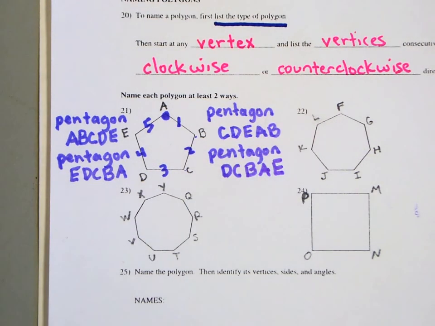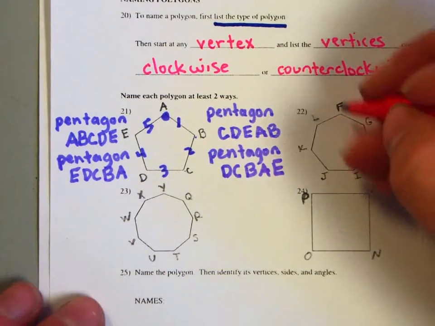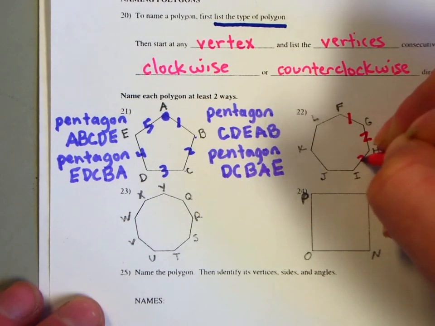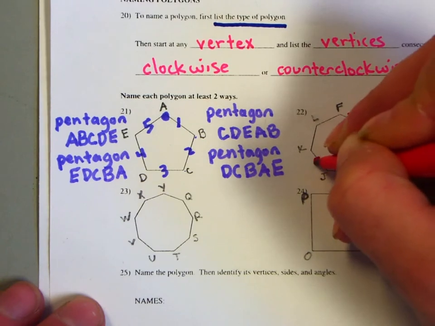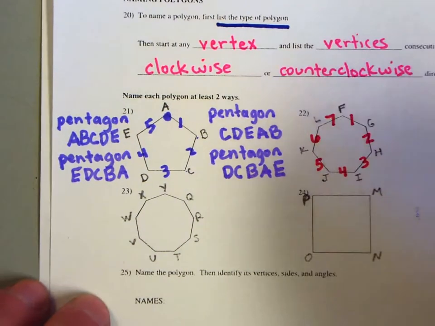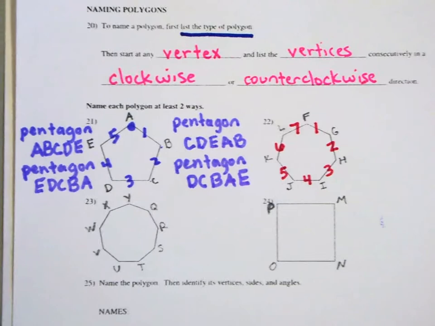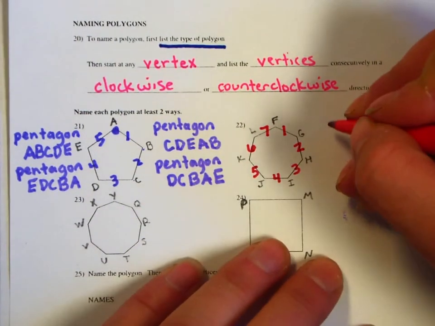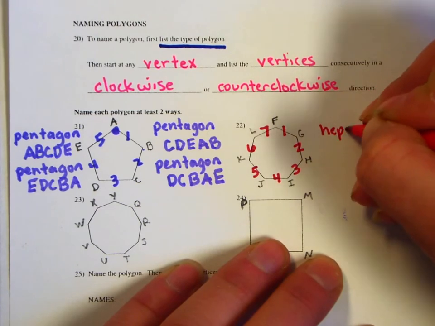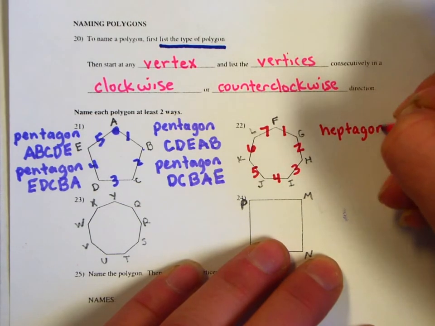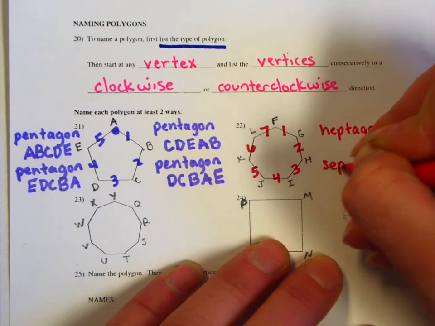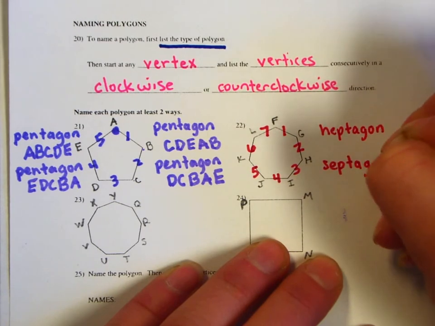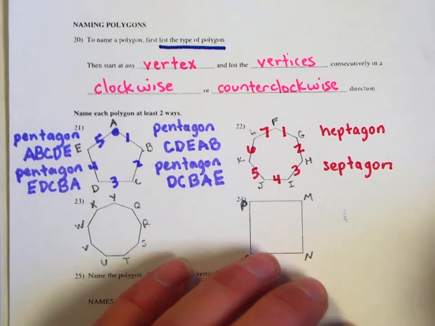Okay, the next polygon, we need to number the sides. We have 7 sides, which tells me that I have 2 acceptable names for this figure. I'm allowed to call it a heptagon or a septagon. Both are correct.